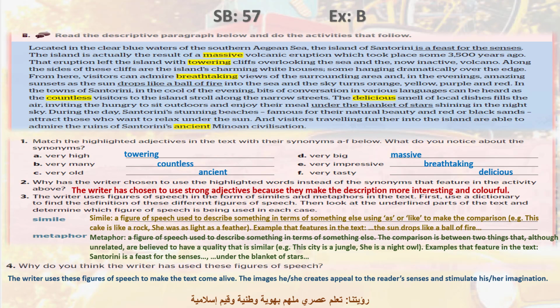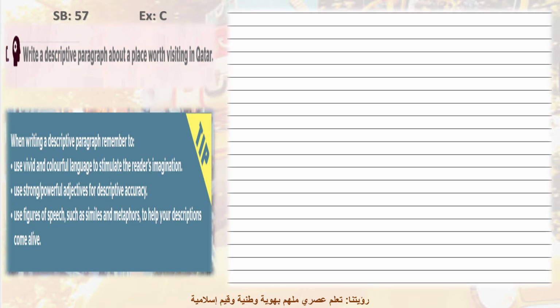After finishing exercise B, I hope you will use all you learned here to write a good description in exercise C. Let's move to exercise C. Exercise C. Write a descriptive paragraph about a place worth visiting in Qatar.